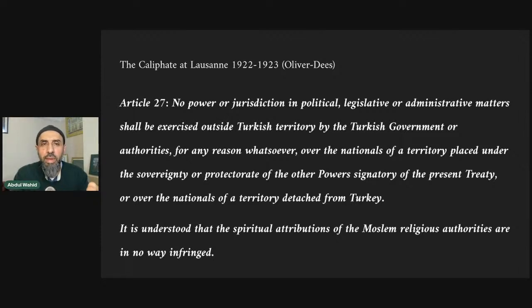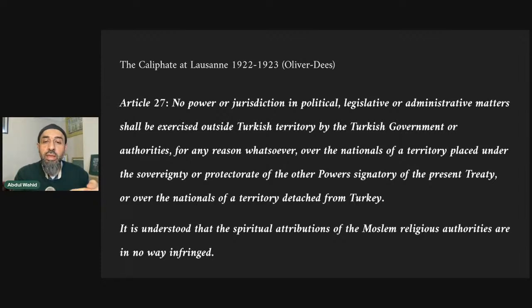Oliver Dees, writing about Lausanne and the Caliphate, cites this article: no power or jurisdiction in political, legislative, or administrative matters shall be exercised outside Turkish territory by the Turkish government. So again, emasculating the Khilafah to just what is Turkey, for any reason whatsoever, over the nationals of a territory placed under sovereignty or protectorate of other powers signatory to the treaty. So those territories which the Ottomans had lost in Europe, in Bilad al-Sham, in the Levant, in the Hijaz, Egypt, Iraq, they were giving up in this treaty all authority over those.